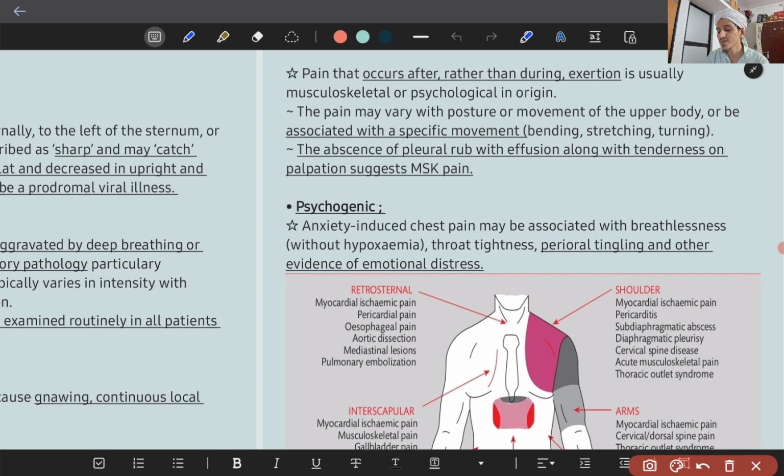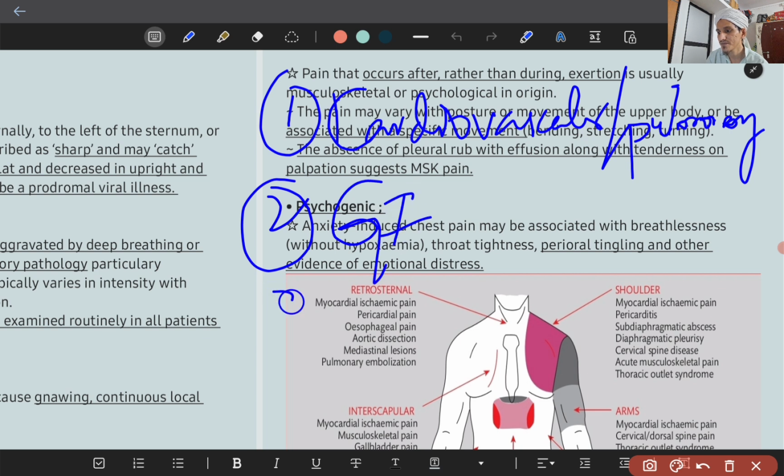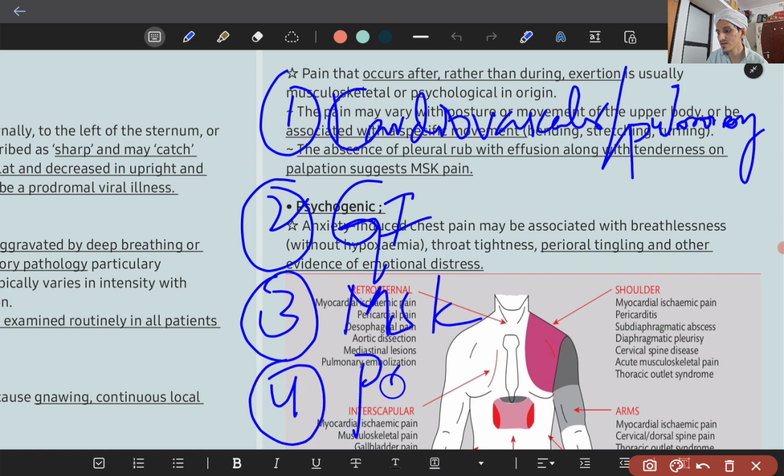The first cause is cardiovascular and pulmonary cause. Pulmonary mainly pneumothorax or infection or infarction. Second cause is GI cause. Third cause is musculoskeletal cause, and the fourth cause is psychogenic cause. So these are the causes of chest pain. Okay.